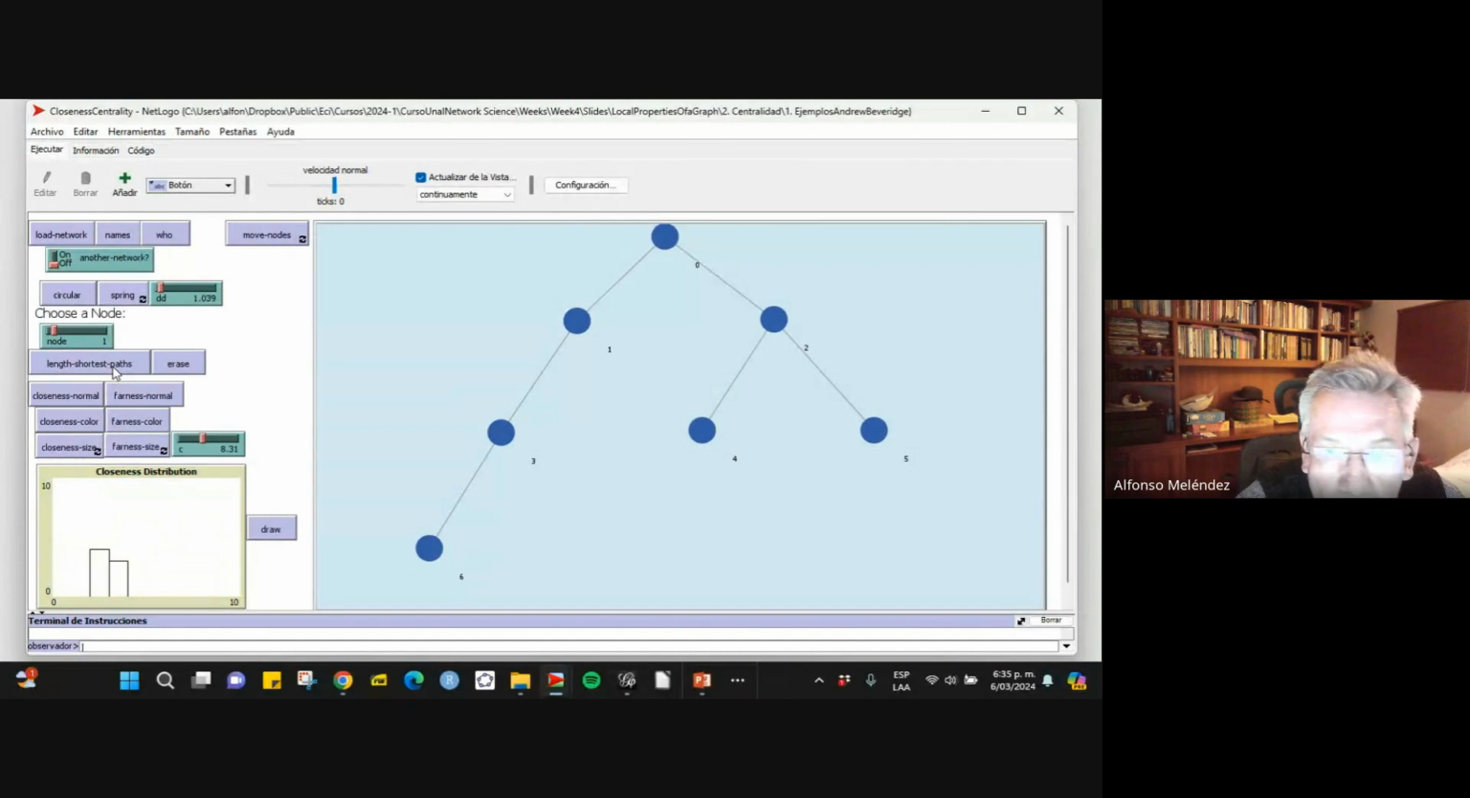Look. The closeness centrality of this node is 1/2. Look, the distance from this node to this is 1, to this is 2, to this is 3, to this is 3, to this is 1, to this is 2. If I sum all these numbers, 1 plus 2 plus 3 plus 3 plus 1 plus 2, it's 12. 12 is the farness.